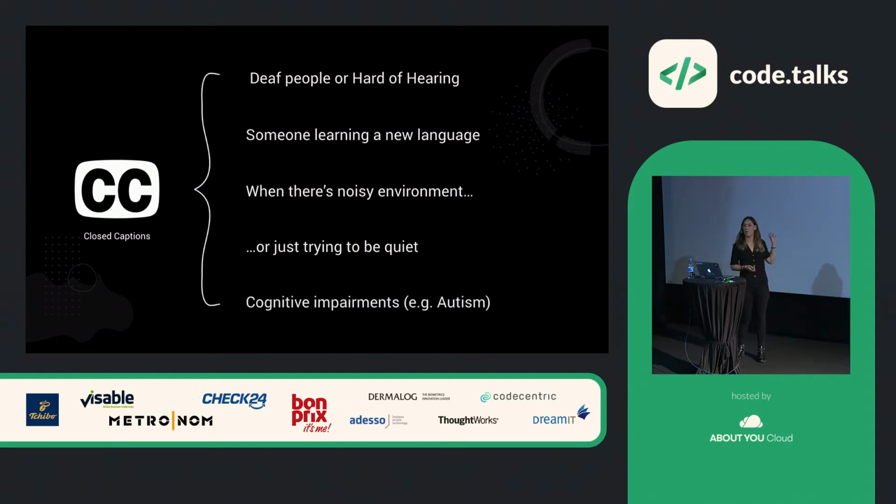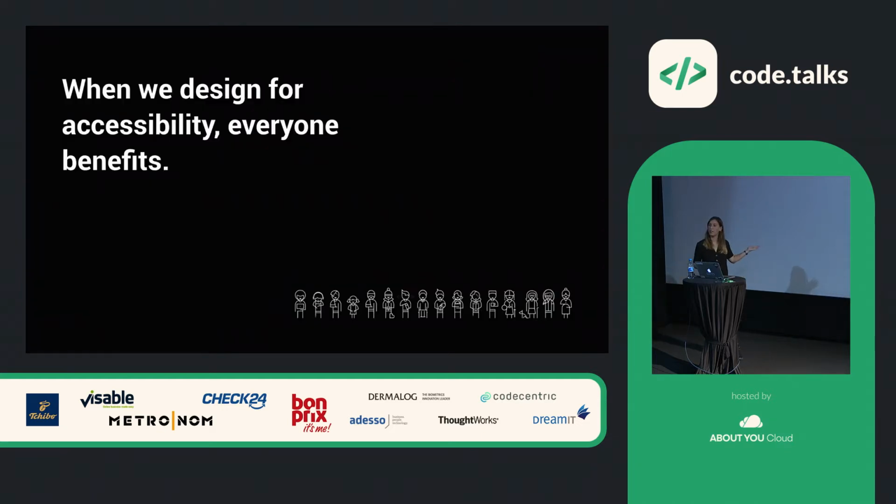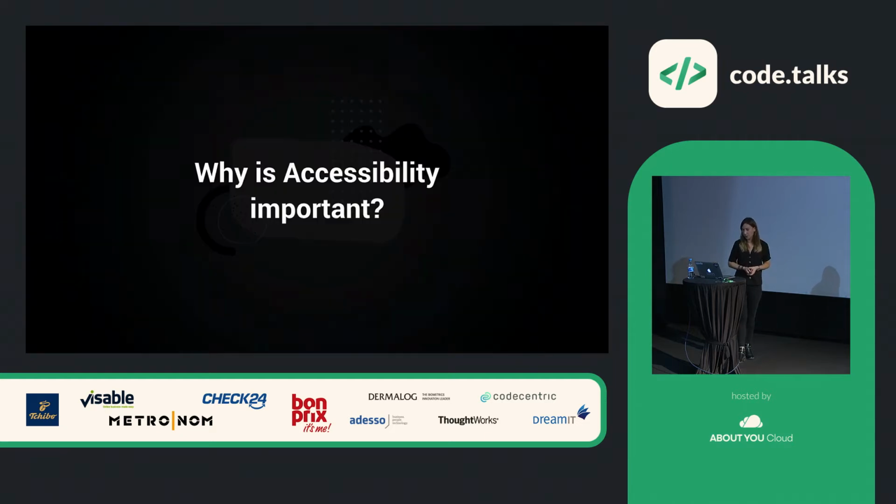And also, they are very useful for people with cognitive impairments. So for example, someone who has autism or attention deficit can have some problems focusing on the image, and they rely on the subtitles to support the content. So with this, I want to illustrate this point. When we design for accessibility, at the end, everyone benefits.